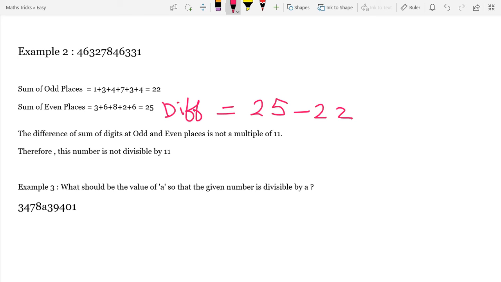Now as you can see, you are getting 3. Some student might do 22 minus 25, so they might get the answer as minus 3. What you can do is find the absolute value of minus 3. So it will not matter. What matters is this number 3.